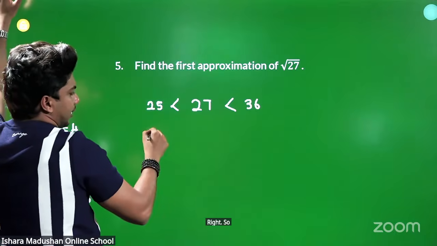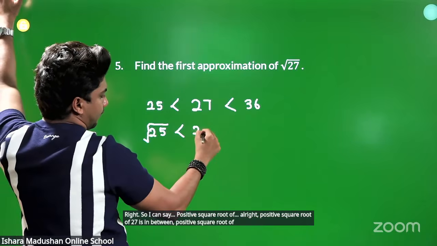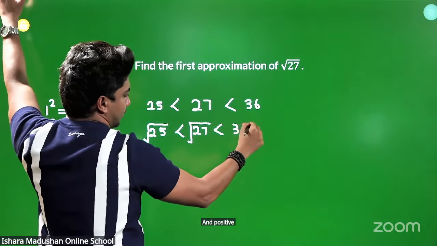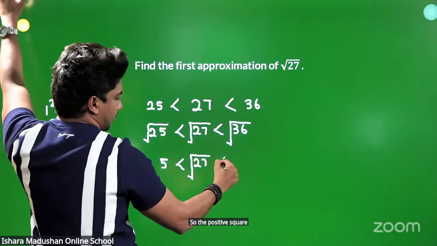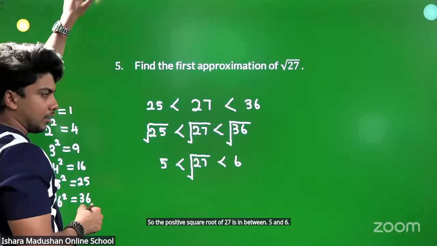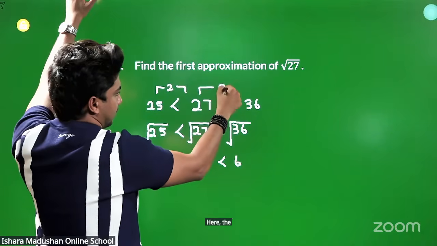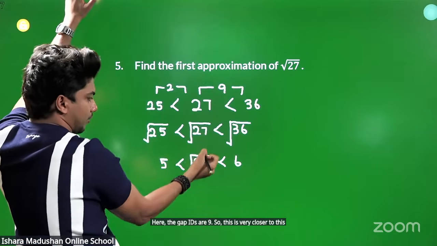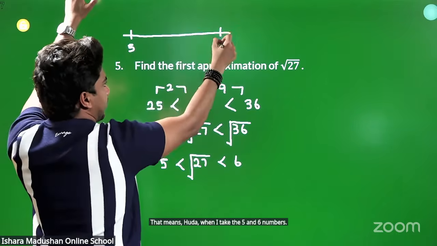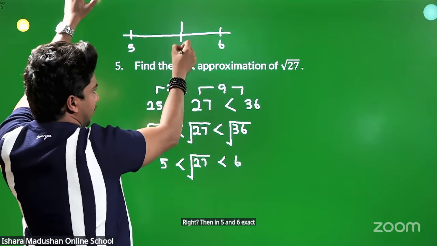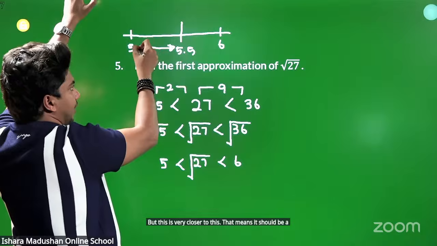So I can say the positive square root of 27 is in between the positive square root of 25 and the positive square root of 36. So here it is 5. So the positive square root of 27 is in between 5 and 6. Now the gap here is 2 and here the gap is 9, so 27 is very close to 25. Because of that the positive square root of 27 is very close to 5. When I take 5 and 6, the exact middle number is 5.5. But this is very close to 5, so it should be a value in between 5 and 5.5.